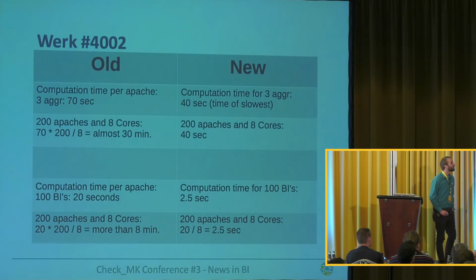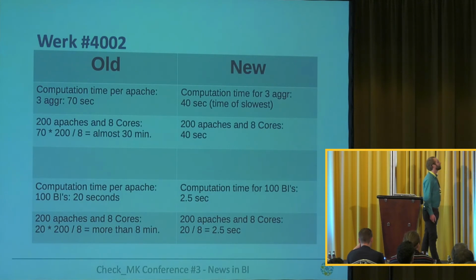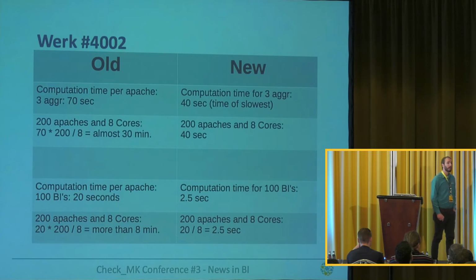So the first example is large aggregations, not many, but large ones. So we have a computation time of about 70 seconds, which has a repercussion when we have 200 Apaches and 8 cores. We need about 30 minutes to calculate it. So 30 minutes to just calculate it once. So if there's a change, then we have to start all over again, right? But they're just extreme examples you're showing. Yes, absolutely. They're extreme examples, no question about that.